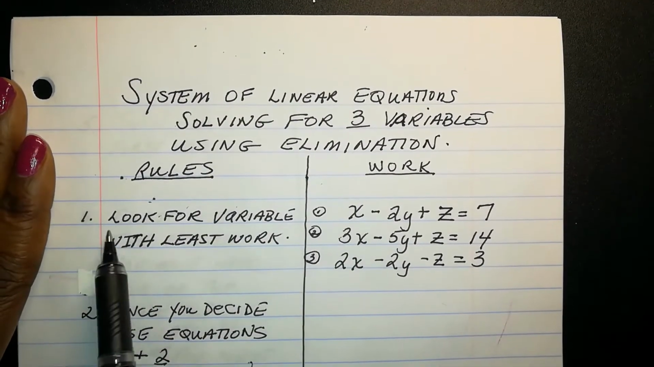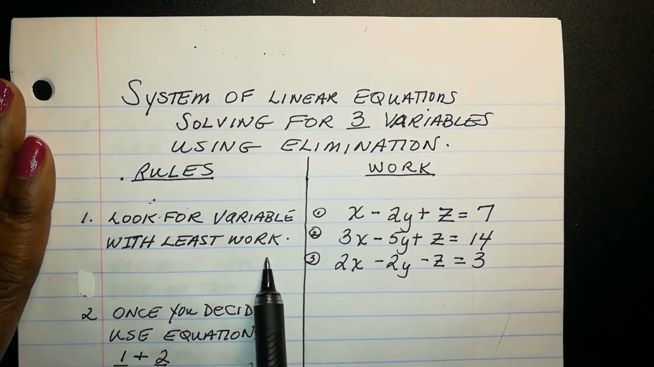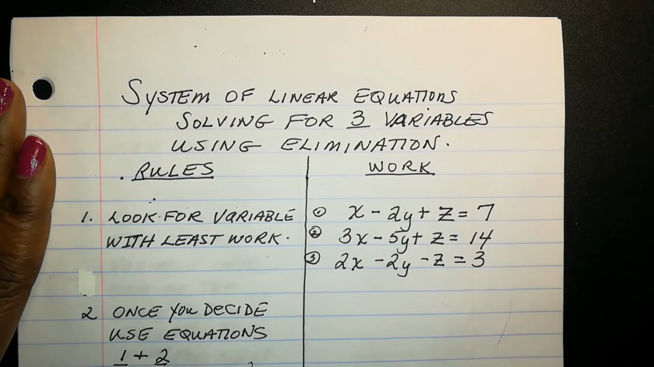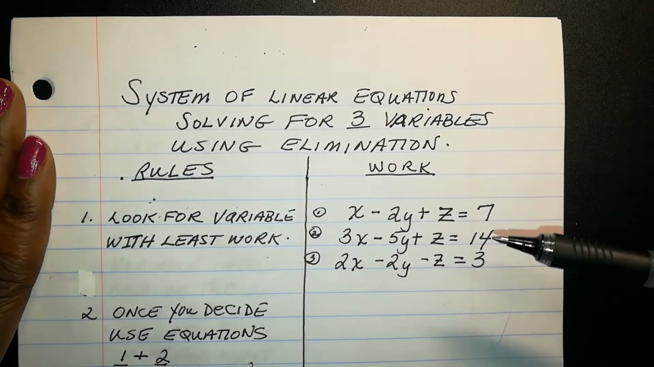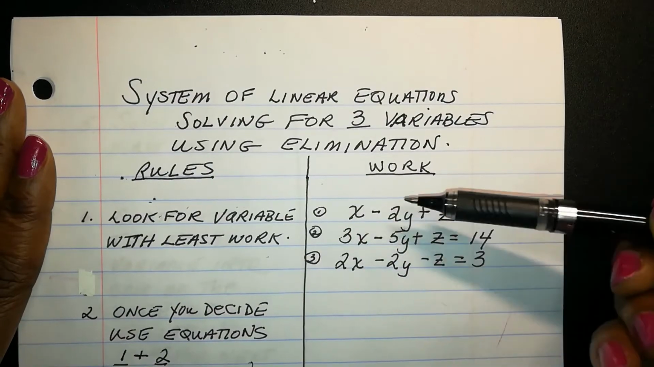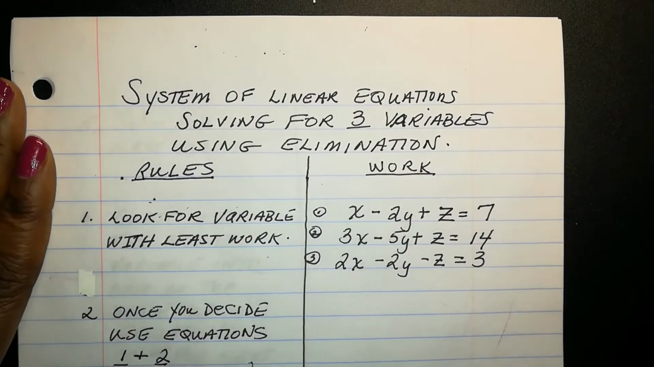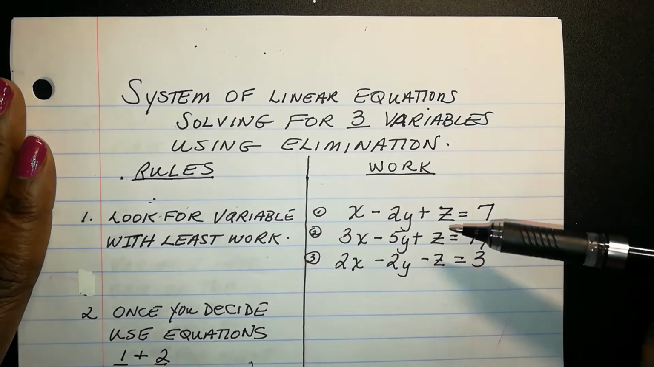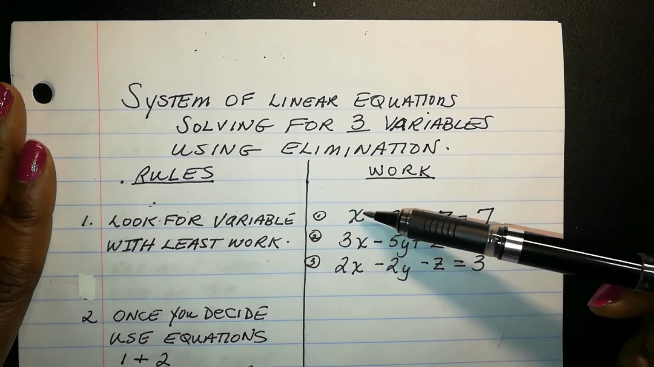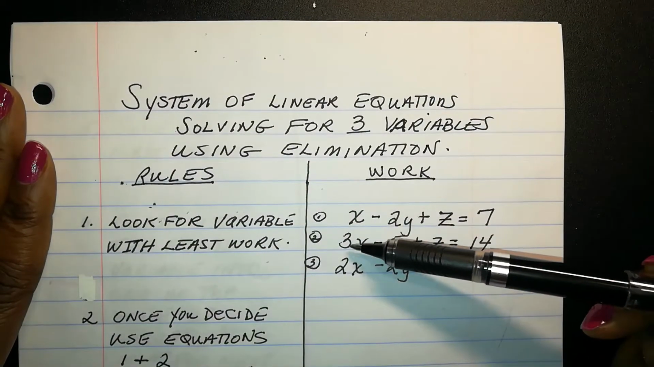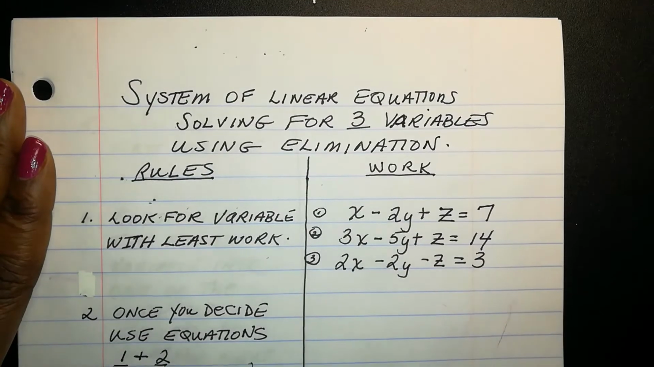The first thing we're going to do is look for the variable with the least work. We don't want to do a lot of work here. We see we have the equations, and the variables are all lined up on one side of the equal sign. They must all be lined up on one side of the equal sign. Now we're going to look to see what we can eliminate easily. In the x's we have x, we have 3x, we have 2x. That's going to be a little work to make something the same so that we can eliminate the variables and then be able to solve for this.